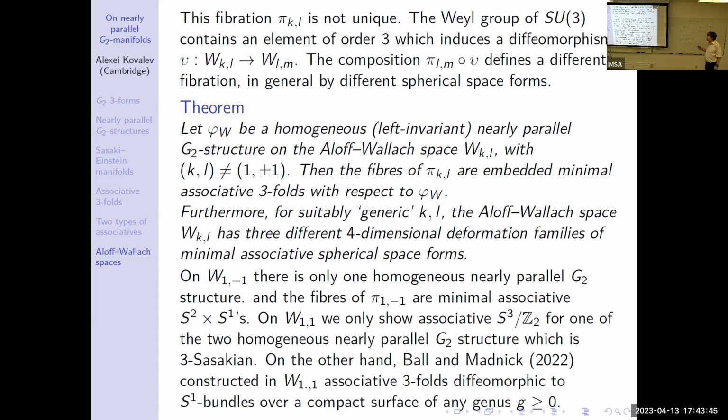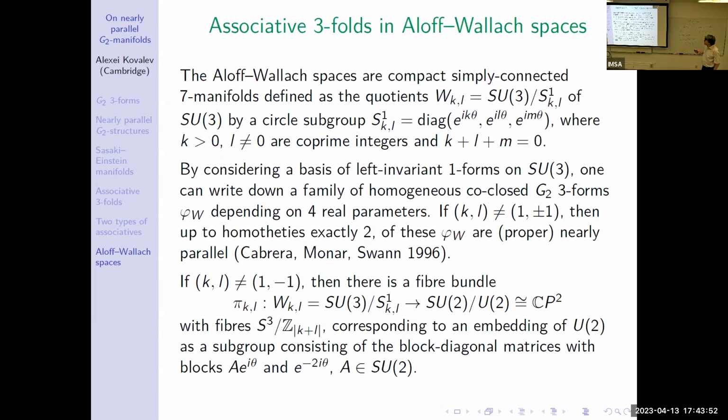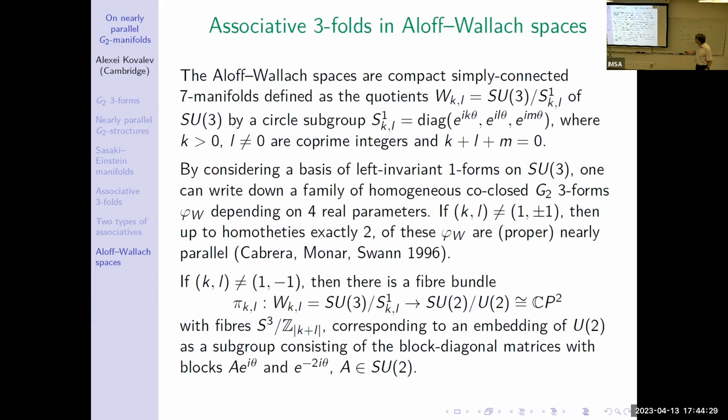But also the fibers of this fibration map, just show it again, will not be a spherical space form, but rather will be S2 times S1. But the rest of the argument works, and there will still be a minimal associative. If we take W11, then there will be two homogeneous nearly parallel G2 structures, but only one of them will be 3-Sasakian. The other one is not very well understood, but it cannot be written by the general procedure by solving equations for those real parameters, which I mentioned on this slide.